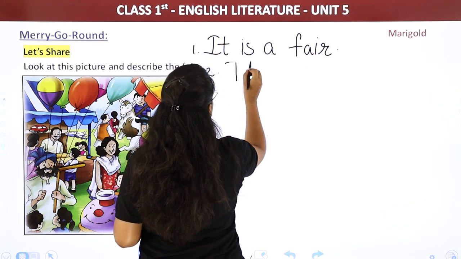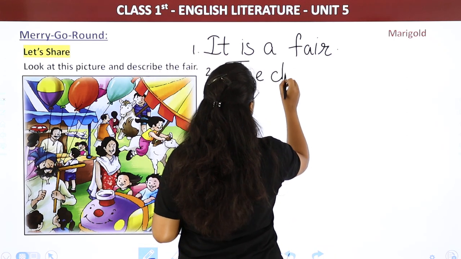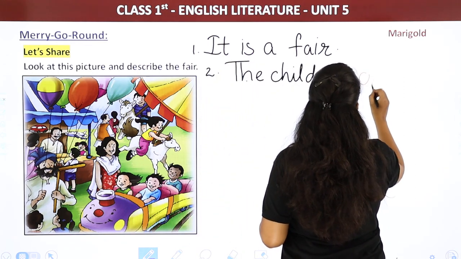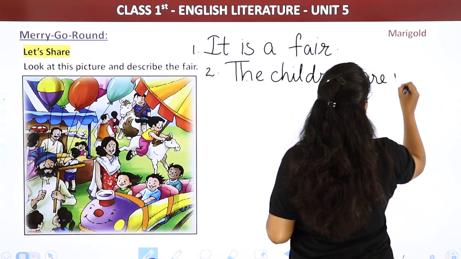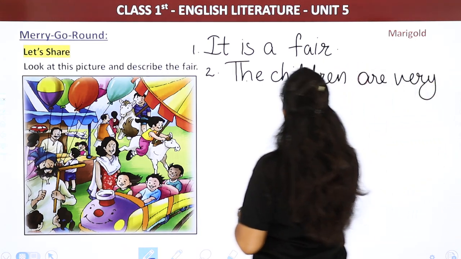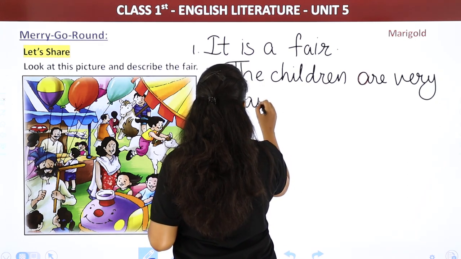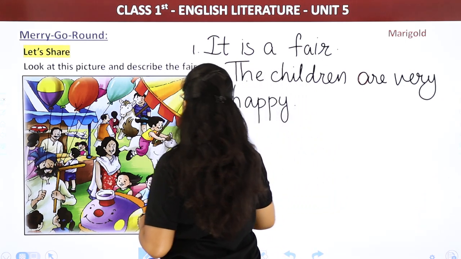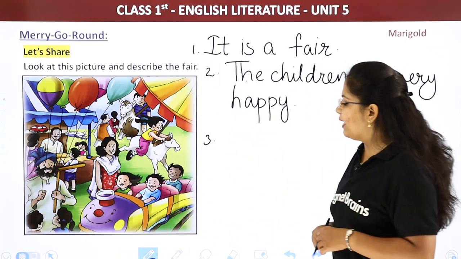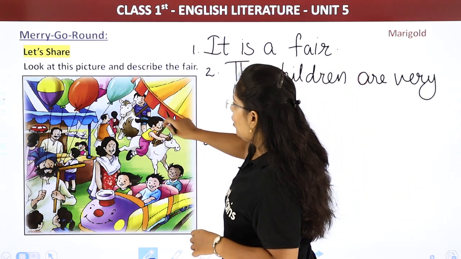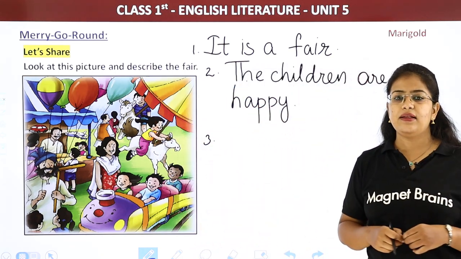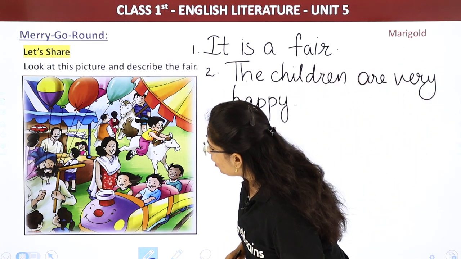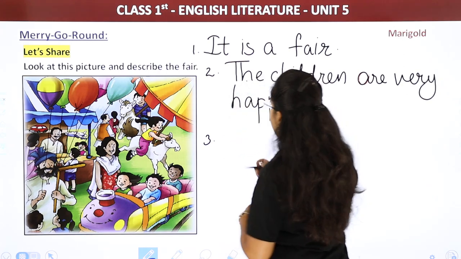Second, the children are very happy. The children are very happy. Now, can you see a train? You can see a merry-go-round. So you can say there are many games hai? Ha, games bhi hai. So there are many rides.